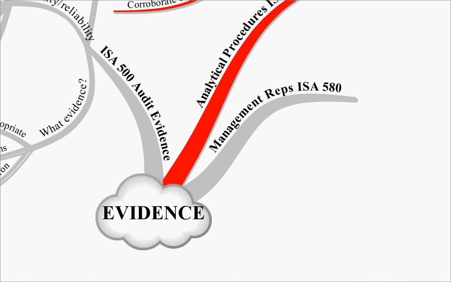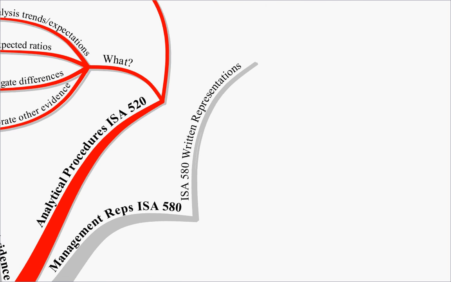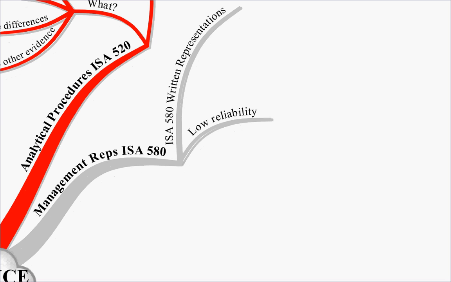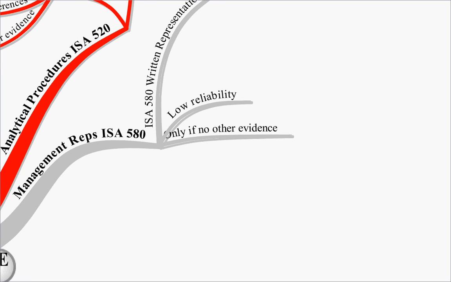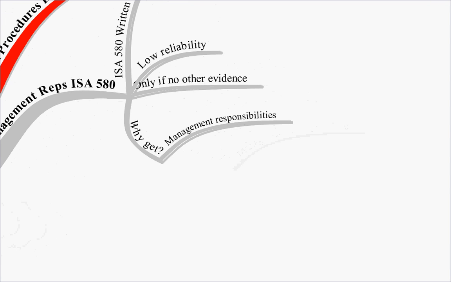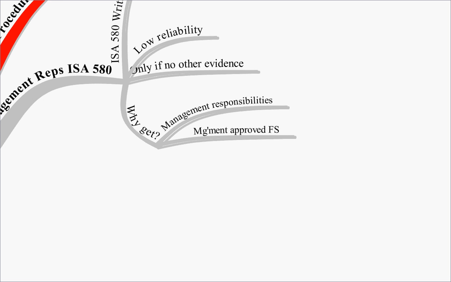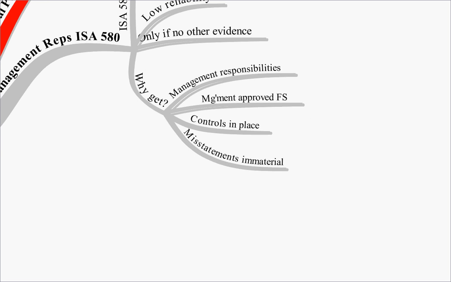Management representations then, ISA 580. Written representations, that's ISA 580. Remember that management representations provide low reliability because the management have a vested interest. You only use them if you've no other evidence. And why get them? Well, you want management to know their responsibilities and accept their responsibilities, to say that they have approved the financial statements, to say that there are controls in place, and that any misstatements in the accounts are immaterial.